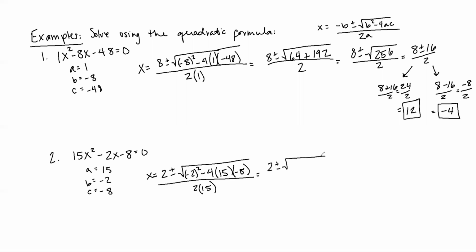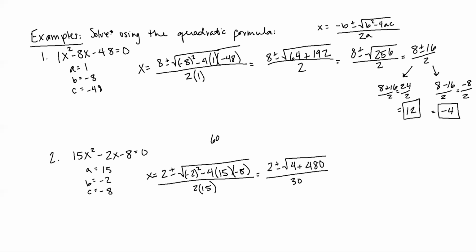And on the inside here, negative 2 squared is 4. Again, I'm going to look at the signs. A negative times a negative is a positive, so plus. And multiplying a positive times a positive doesn't change it. Multiplying by a positive is never going to change the sign of our number. So I'm just going to count the negatives that we have. So 4 times 15 is 60. 60 times 8 is 480. All over 30.